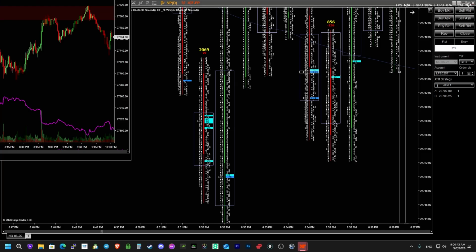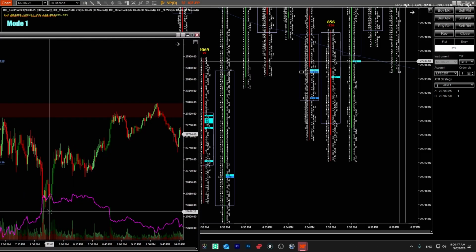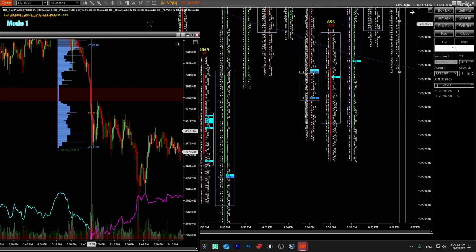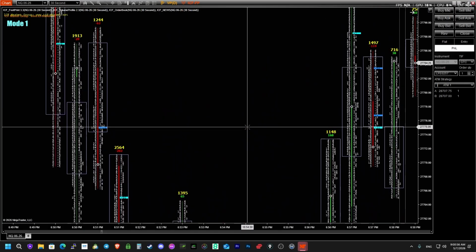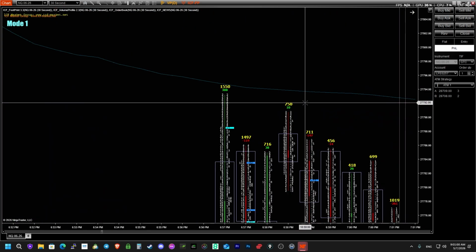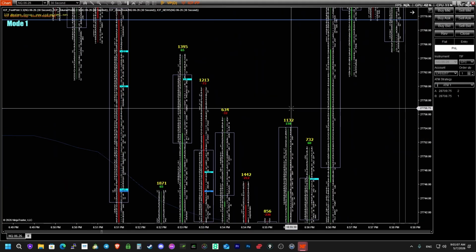First we went down here. This is the low down here. And then when we came up here, this is the point of control. And this is the high for the low volume node. So we touched it and instantly reacted.